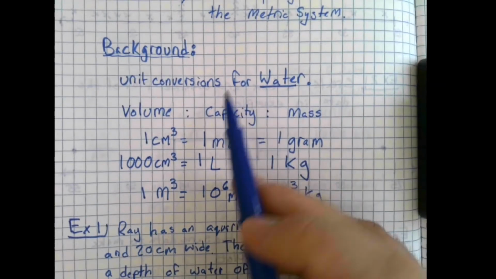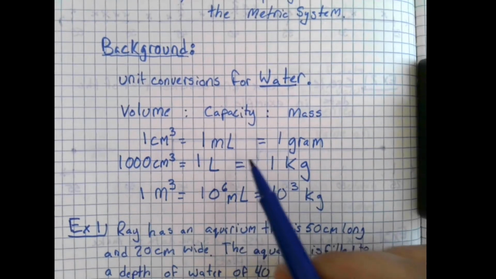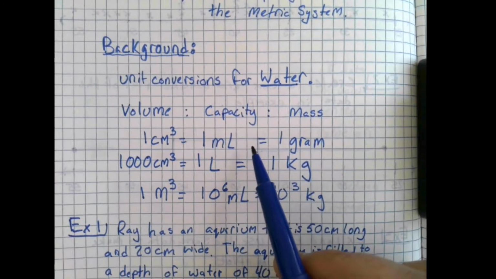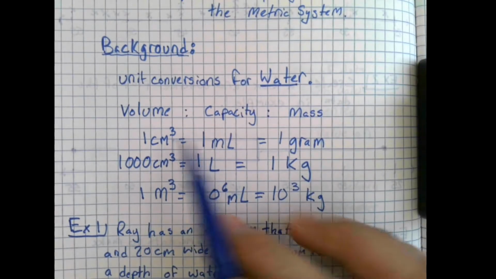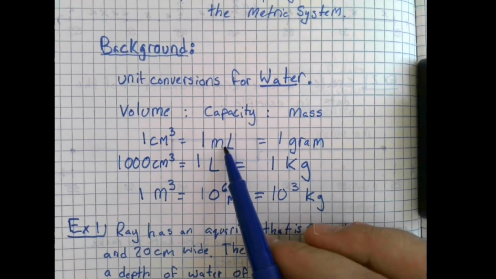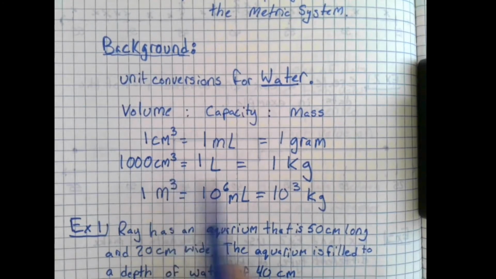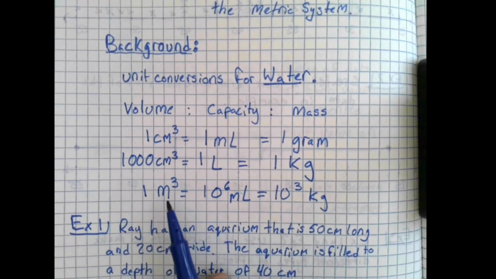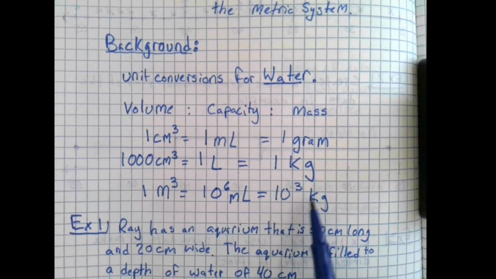Now, if we have a shape filled with water, 1 cubic centimeter will equal 1 milliliter. 1 milliliter will equal 1 gram. When we have a line written like this, we can pick any two of them, and those two are equal. So 1 cubic centimeter is 1 milliliter, and 1 cubic centimeter is 1 gram. 1 milliliter is 1 cubic centimeter, and 1 milliliter is 1 gram. Similarly, 1,000 cubic centimeters is 1 liter. 1 liter is 1 kilogram. 1 cubic meter is 10 to the power of 6 milliliters, or 10 to the power of 3 kilograms.